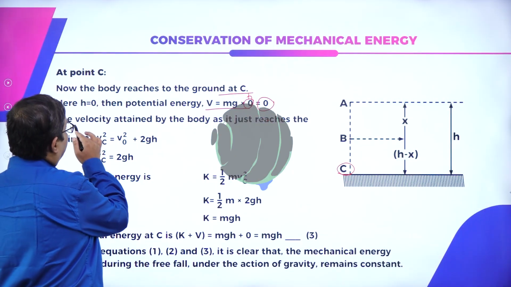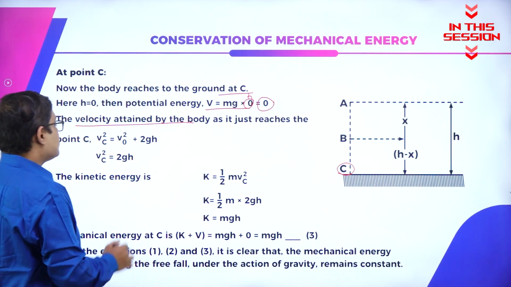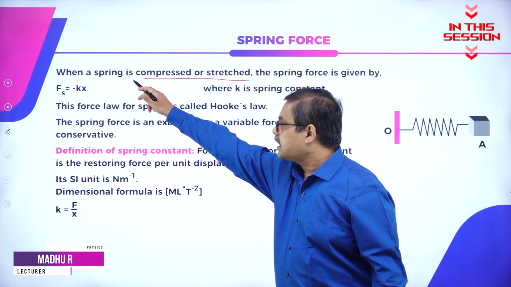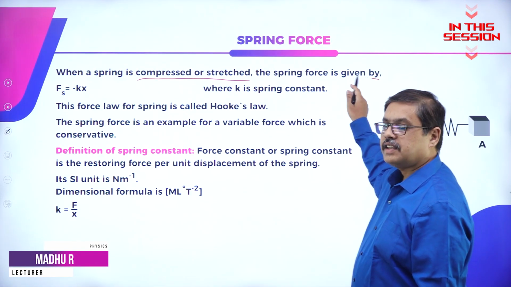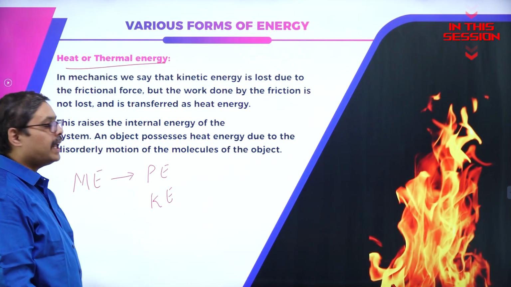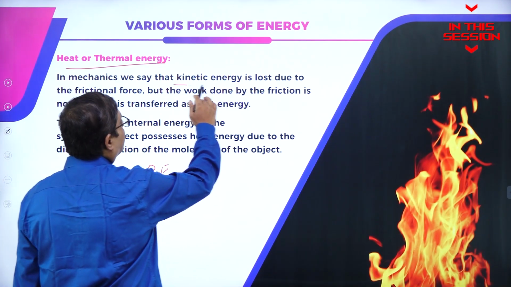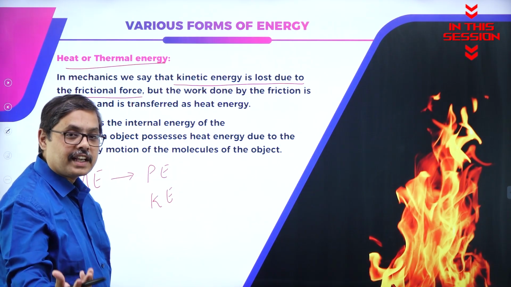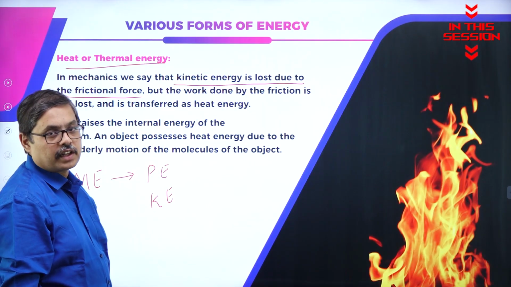The velocity attained by the body when it reaches point Z, let it be Vc. When a spring is compressed or stretched, the spring force is given by the equation Fs equals minus Kx. In mechanics, we say that kinetic energy is lost due to the frictional force. Some amount of kinetic energy is lost due to frictional force.